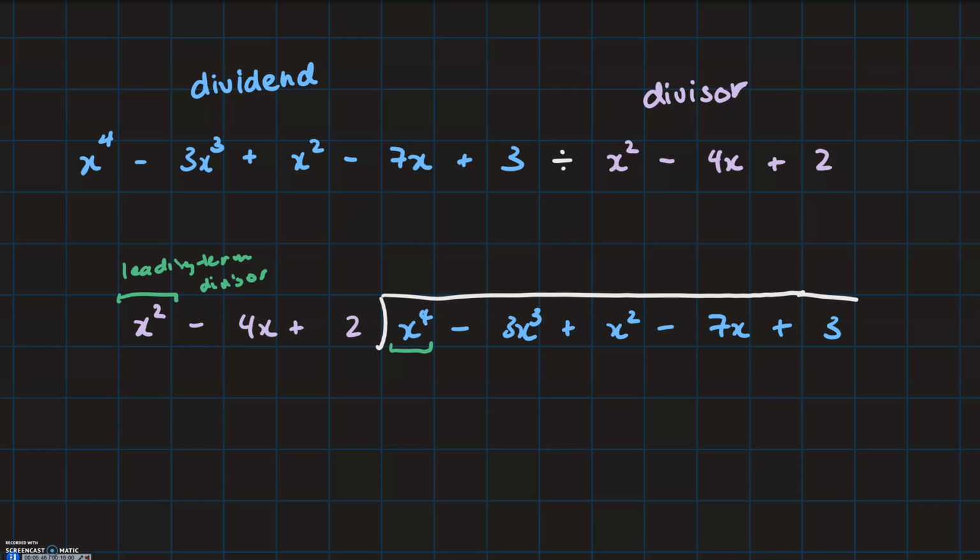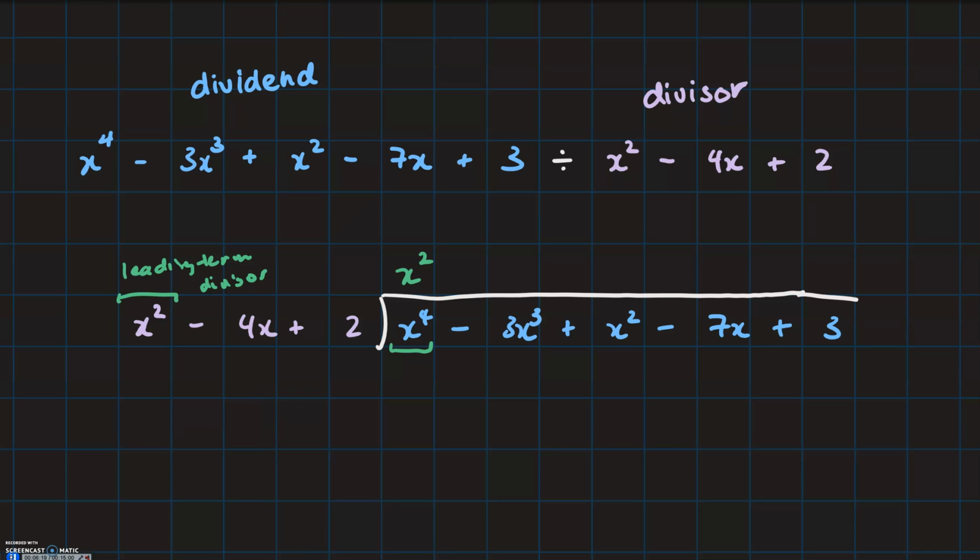Well, if you have a look, I've got x to the power 4 in my dividend, so the blue. I've got x squared in my divisor. How many times does it go in there? Well, it goes in there x squared times. So if you're not too clear, you can go: if I divide x to the power 4 by x squared, the leading term of my divisor, I end up getting x squared. And so that's how I get that term in my quotient, in the green. So I've got x squared.